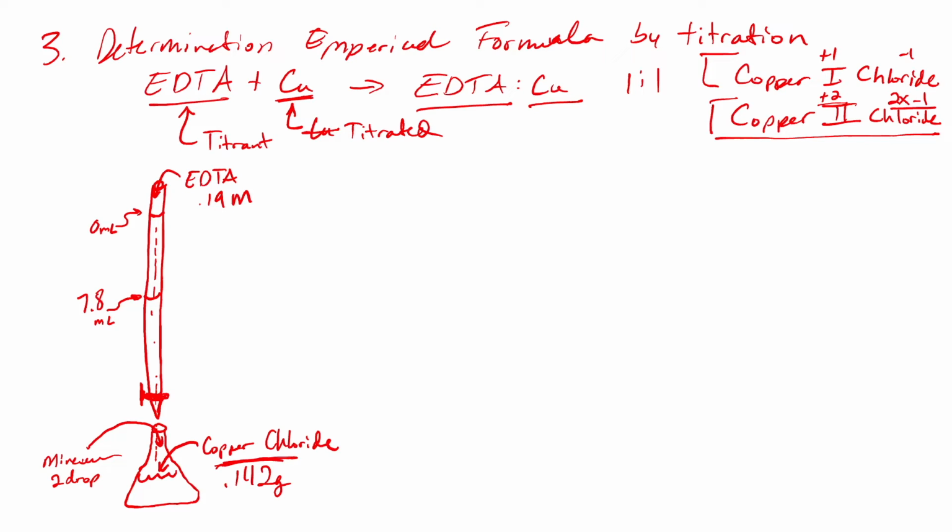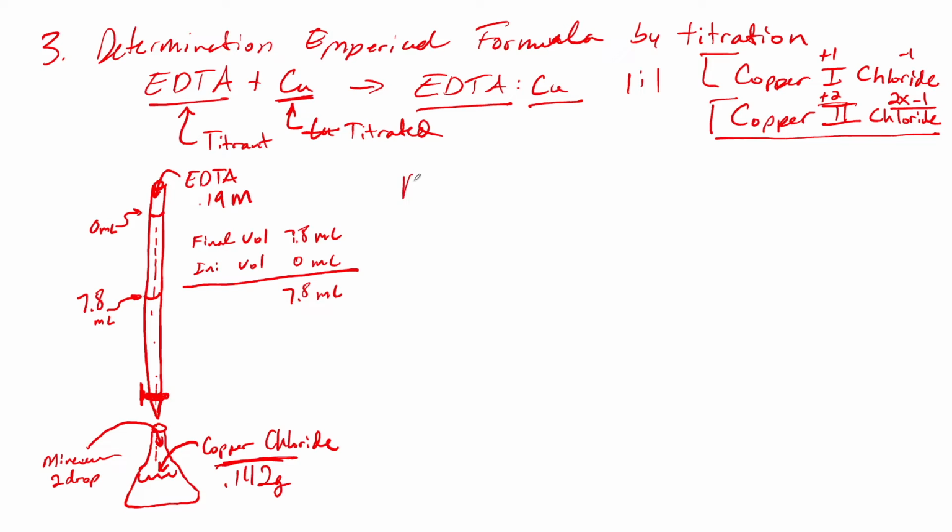Okay, so this is an easy calculation to do, to figure out how much EDTA actually went into the flask. Final volume, which is 7.8 mils, and then initial volume, that was 0 mils, and so now your total volume is just 7.8 mils. Now all you have to do is figure out the number of moles of EDTA that was required to get to the endpoint of the copper chloride.